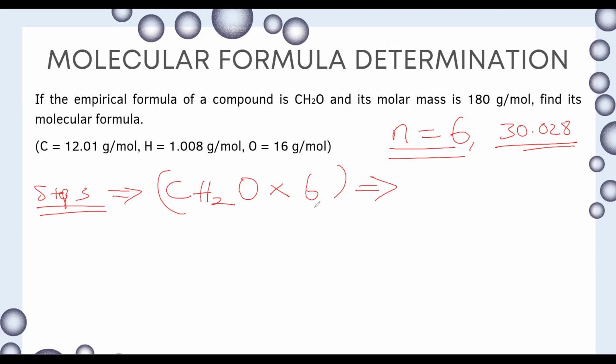Good. So when I multiply, this becomes C times 6, and then this becomes H2 times 6, and then this becomes O times 6. So let's get our values now. C times 6 gives me C6. Is that correct? And then H2 times 6 gives me H12. And then O times 6 gives me what? 6.